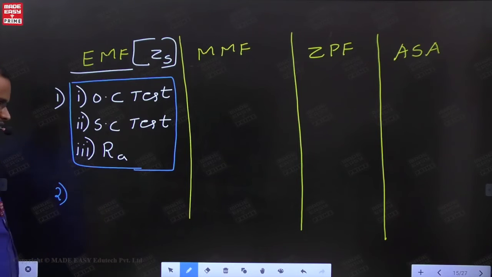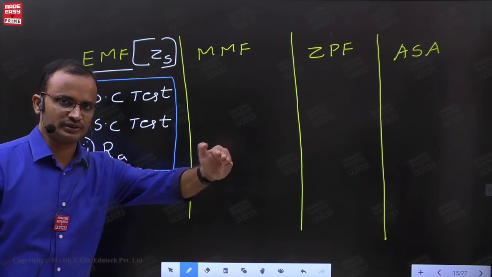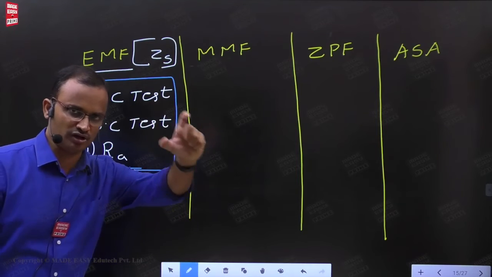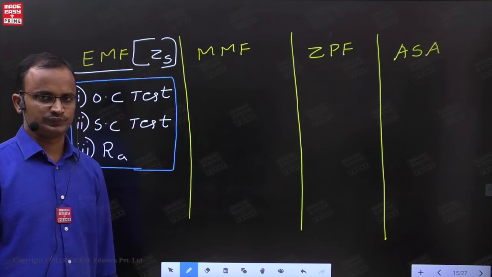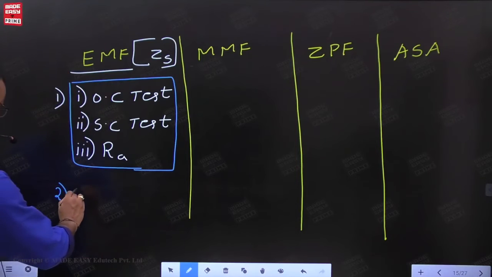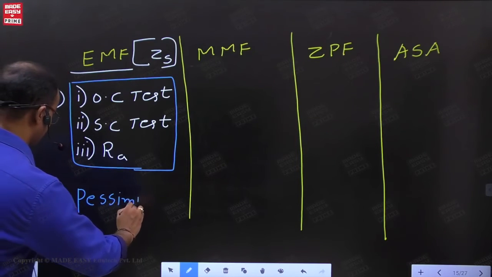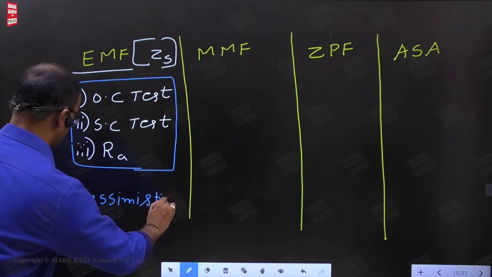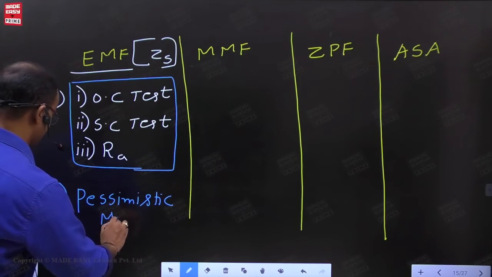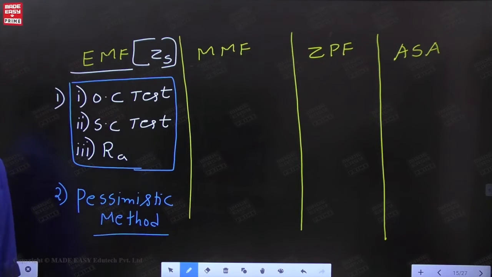Come to the second point, which we discussed in the regular class. In the EMF method, the result you get is always greater than the actual value. That's why the EMF method is also called a pessimistic method.